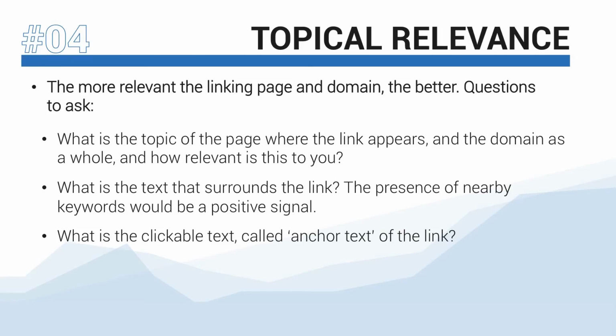So a link between two pages on topics that Google recognizes as being relevant to each other is going to be more powerful, generally speaking, from an SEO perspective, than two pages that are about totally different ideas. So what questions should you ask when evaluating links with pillar 2, topical relevance, in mind?